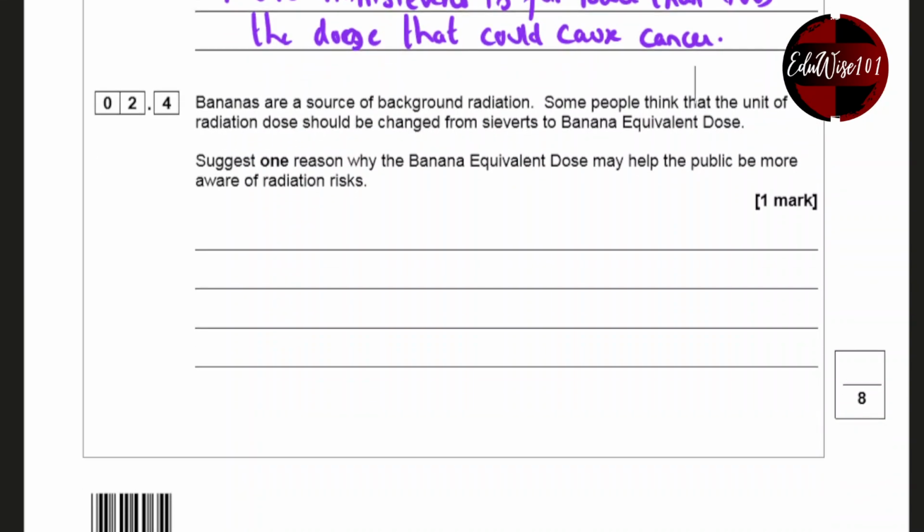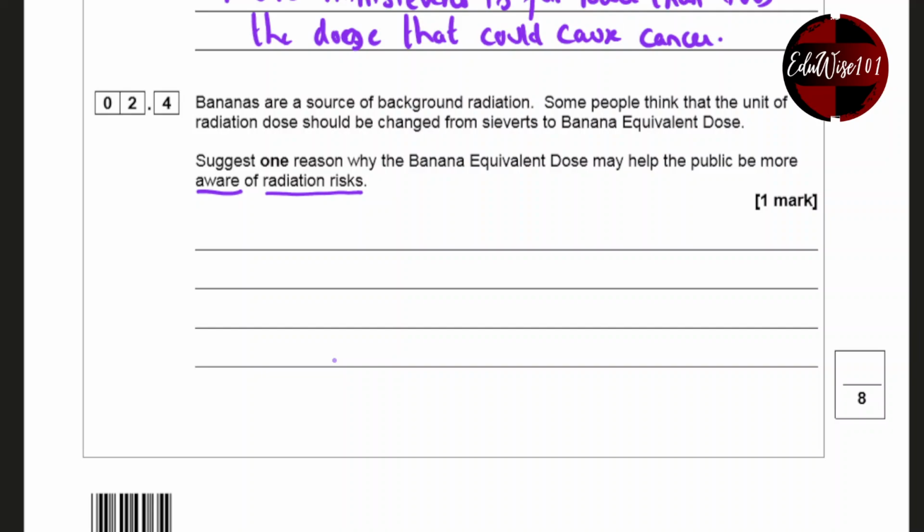Bananas are a source of background radiation. Some people think that the unit of radiation dose should be changed from millisieverts to banana equivalent dose. Suggest one reason why the banana equivalent dose may help the public be more aware of radiation risk. Now, bananas are consumed quite often, so if I can compare the amount of radiation received to the number of bananas, then it will be much easier for people to understand.